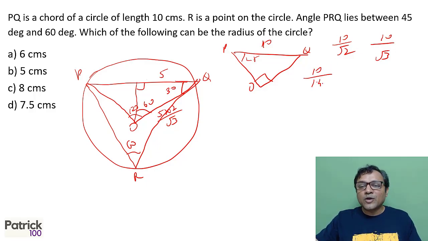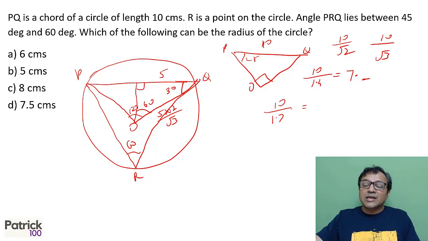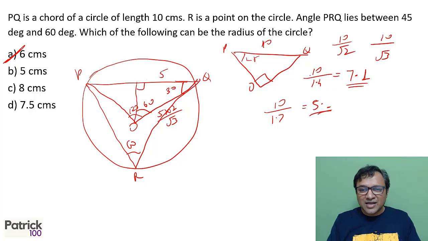Calculate. 10 upon 1.4. If you look at 14, 14 5 is 70, 14 6 is 84, 14 7 is 98. So 7 point something it will be. And 10 upon 1.73. If you look at 17 5 is 85, 17 6 is 102. This is 5 point something. The other is 7 point a very small number, 7.1 or 7.0. So 5 point something to 7 point something. The only number from the options that lies between that is 6 centimeters. So A option. The only option that lies between these two values is 6 centimeters. You can mark that as the answer.